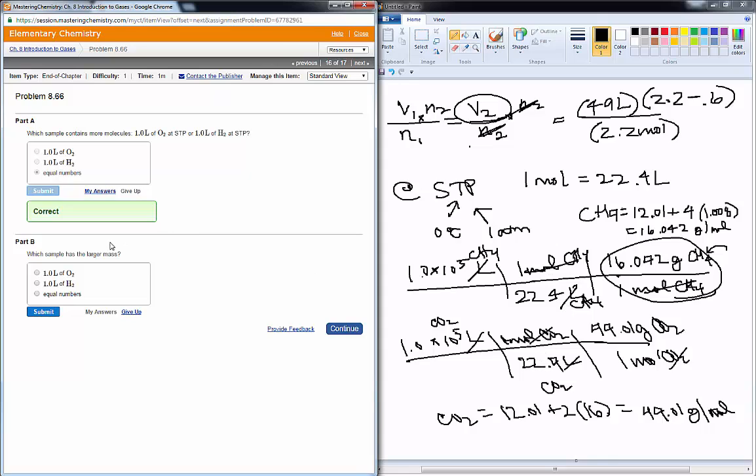Okay. Which sample has the larger mass? Well, the oxygen, because they have the same number of moles, but oxygen weighs more. So it will be more dense.